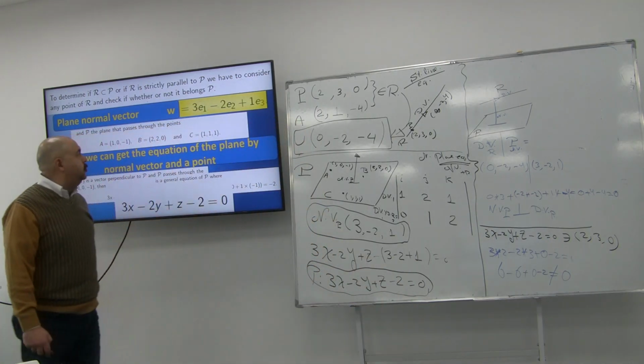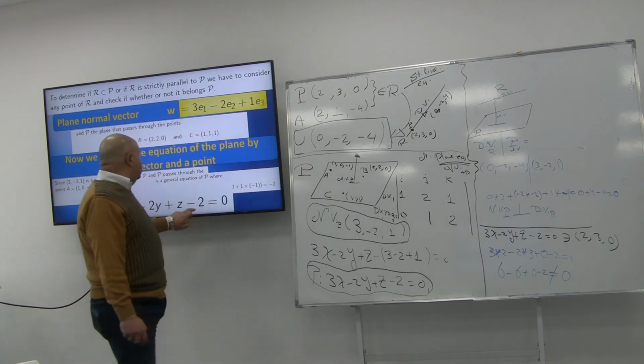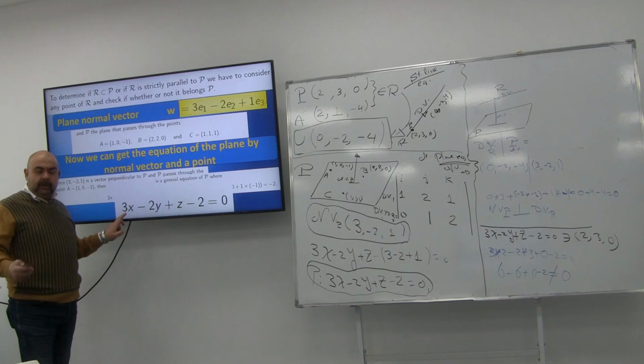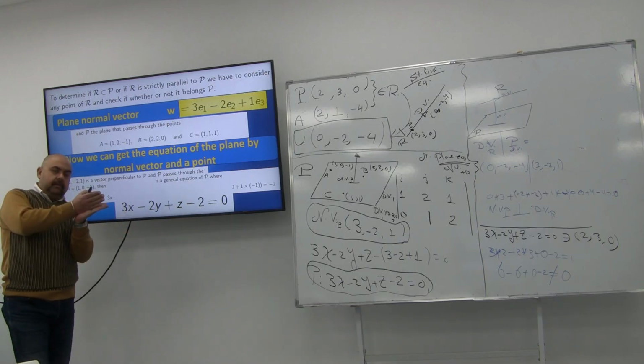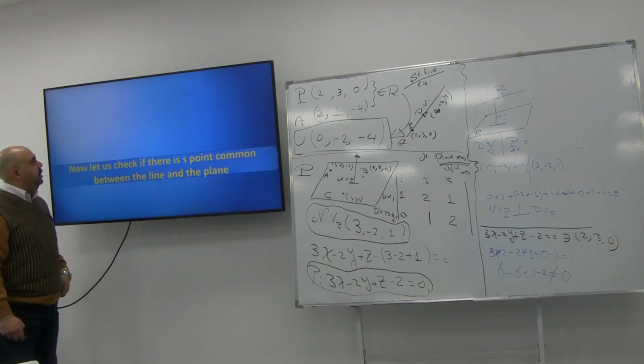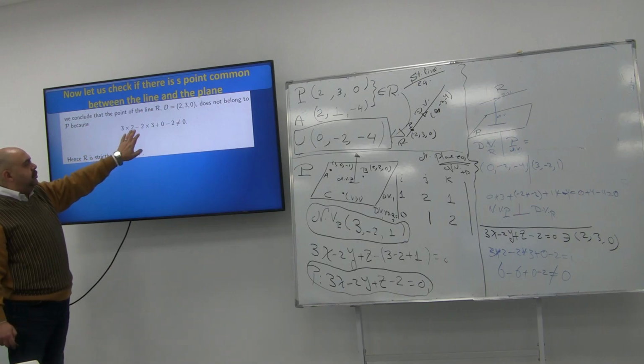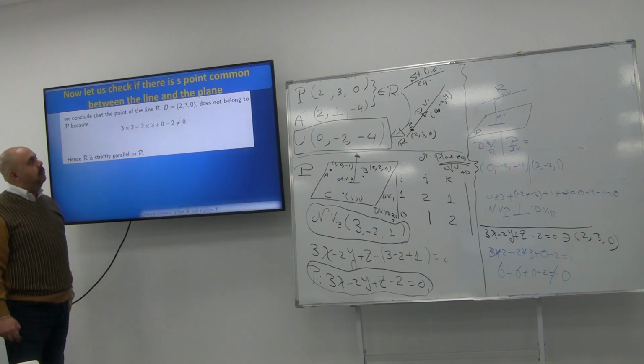I will use the point which is 2, 3, and 0, and substitute in this equation. If it equals 0, then it coincides, or this straight line is inside that plane. If not, then they are strictly parallel. So this is what we did exactly. We took this point, substituted, it's not equal to 0, so it's completely true.